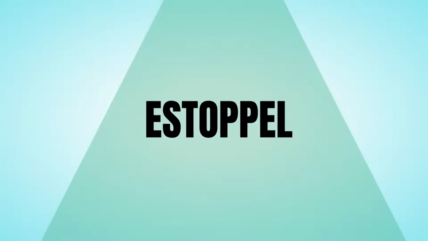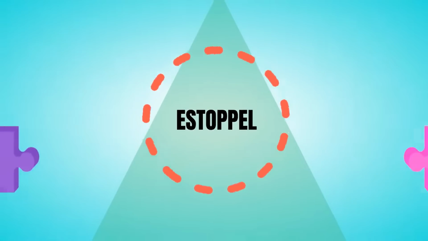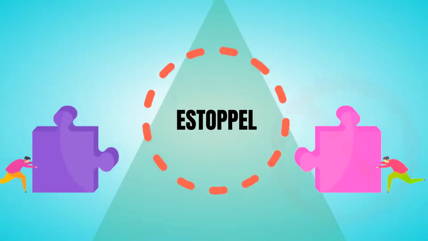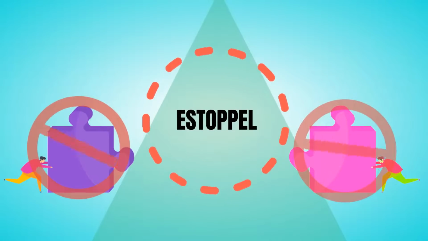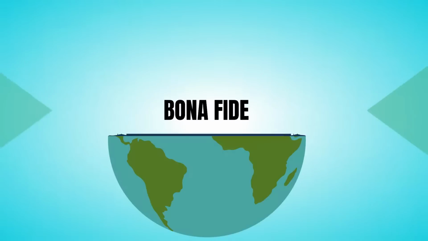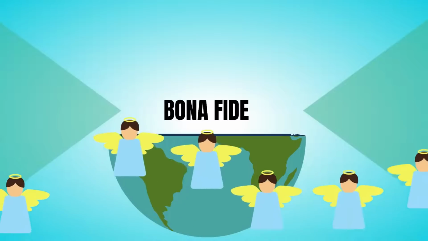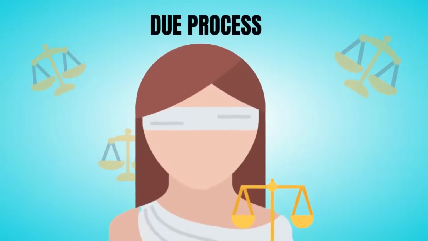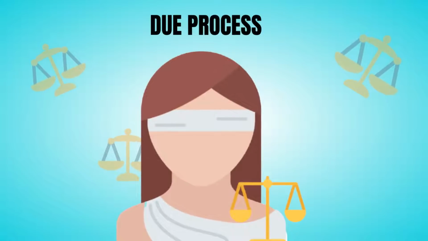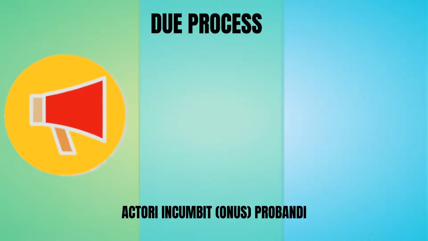Estoppel is another legal principle that prevents a party from asserting or denying something in court that contradicts what has already been established as the truth. The principle of good faith, which means that all countries shall fulfill their obligations, sincerely and honestly, in accordance with the United Nations Charter.